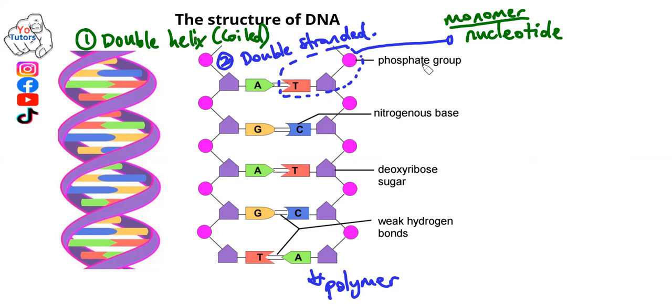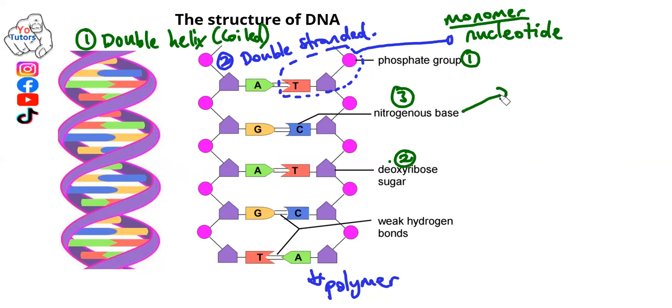A nucleotide is made up of three things. We have the phosphate group, that's number one. Then number two, we have the deoxyribose sugar. And lastly, we have what we call the nitrogenous base connected to a nucleotide. So a nucleotide consists of a phosphate group, deoxyribose sugar, and a nitrogenous base.